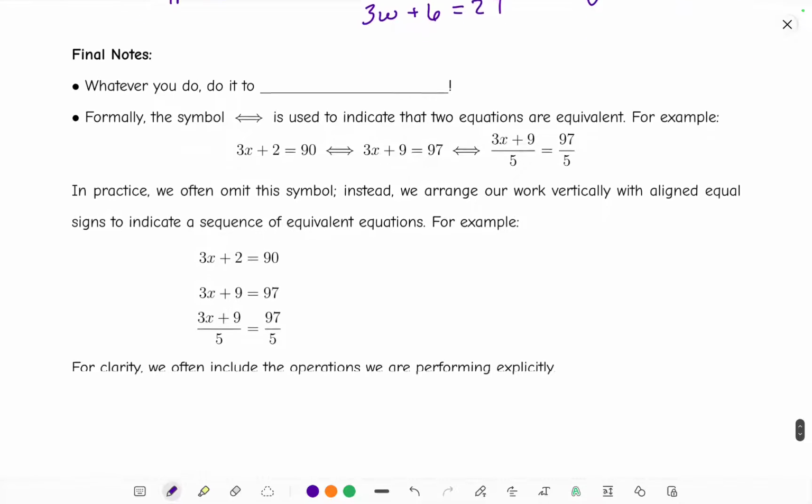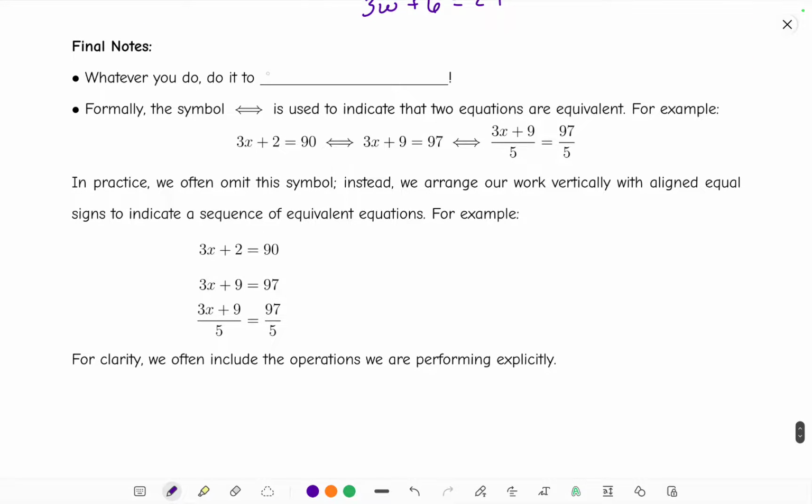Some final notes. Whatever you do, do it to both sides. Formally, the symbol double arrow is used to indicate that two equations are equivalent. For example, 3x plus 2 equals 90 is equivalent to 3x plus 9 equals 97, is equivalent to 3x plus 9 over 5 equals 97 over 5.